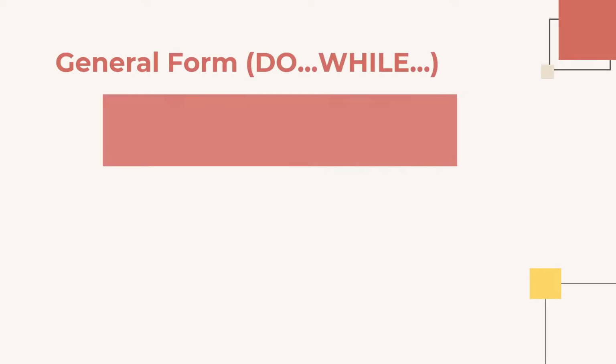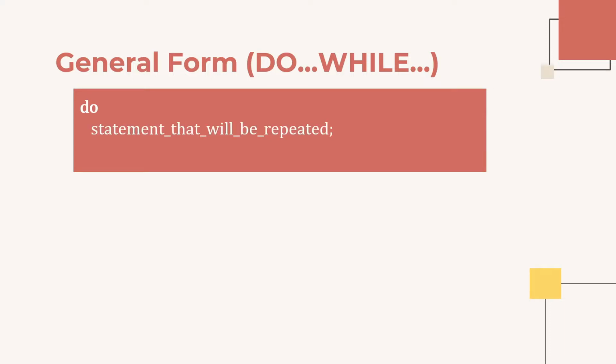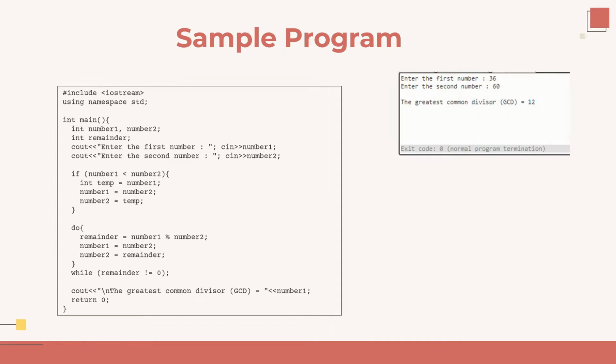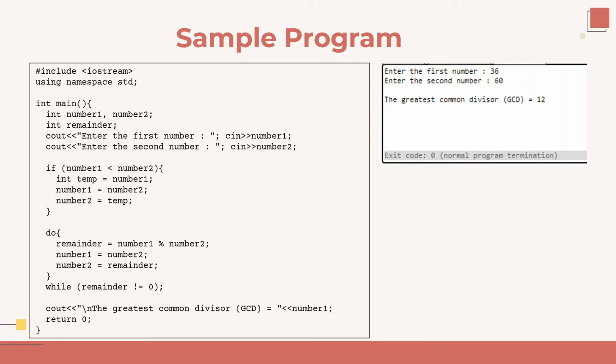The general form of the do while looping structure is do, and then the statement that will be repeated, and then while, condition. If the condition is true, then the statement is executed again, but if the condition is false, the statement is not executed. And this is the sample program that uses the do-while looping structure. This program is used to get the greatest common divisor, or GCD, from two numbers.